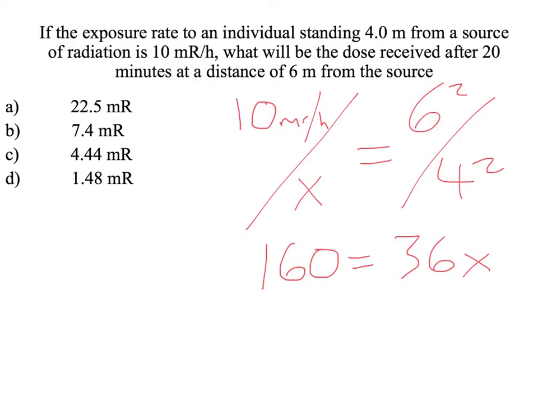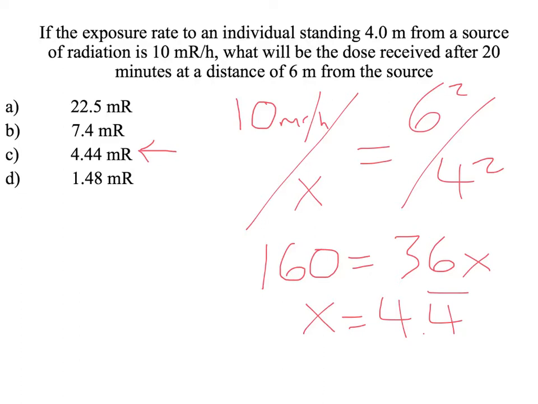Did I skip too many steps? So if I divide 160 by 36, just a sec, 160 divided by 36, 4.444. Now we notice this is a distractor, right? Because that's the answer to, that is x, right? 4.444 is x.